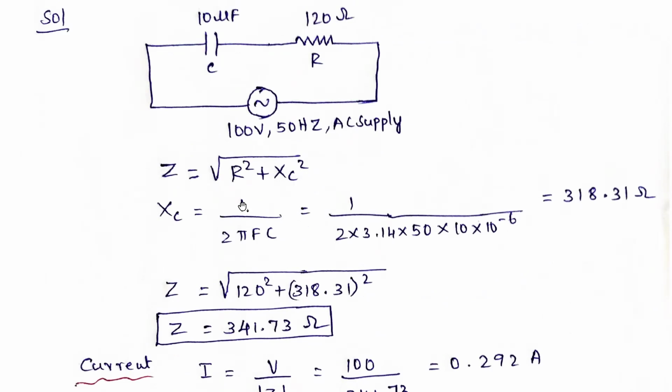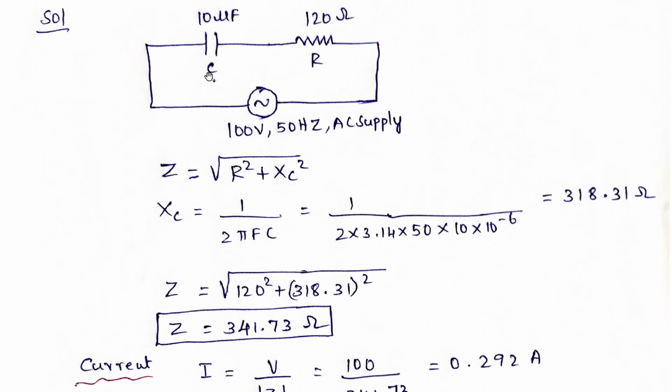How to calculate XC: XC is equal to 1 divided by 2 pi F C. So 1 divided by 2 into pi into F, which is 50 hertz, and capacitance C is 10 microfarad, so 10 into 10 to the power minus 6. If you simplify this, you will get the value as 318.31 ohms. The unit of capacitive reactance is ohms. Very important, you need to write the units here.